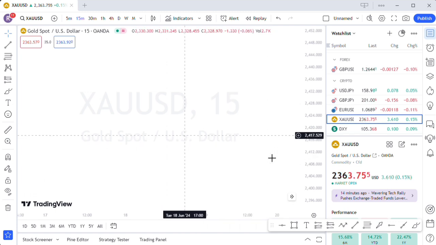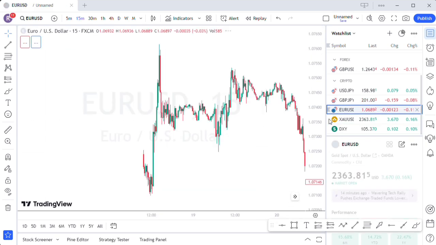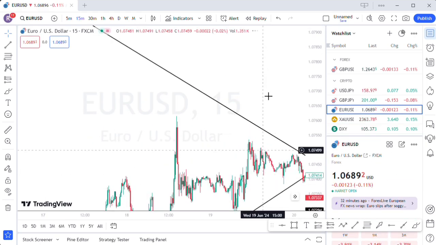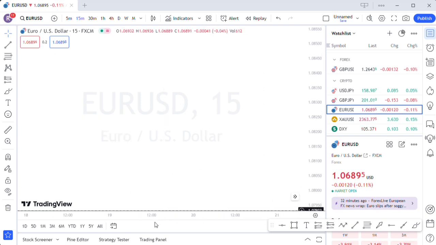This is gold. This is gold that I'm currently selling, and it's perfect. It was just a sniper entry. So I'm going to show you how and when you can buy and sell.